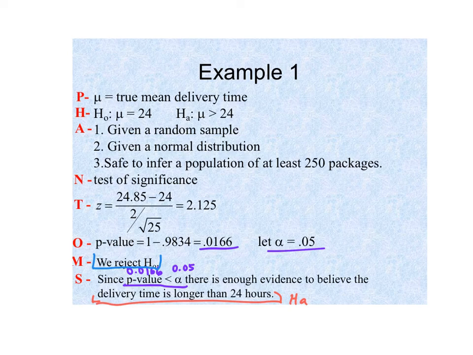So let me summarize it one more time. Our parameter was we were interested in the true average delivery time of packages. The company claims that they take 24 hours. But we want to put that to the test, or an agency put that to the test. And they got an average that was more than 24 hours. They got 24.85. So after we check these conditions, we do the calculations, right? And so we calculated the z-value.